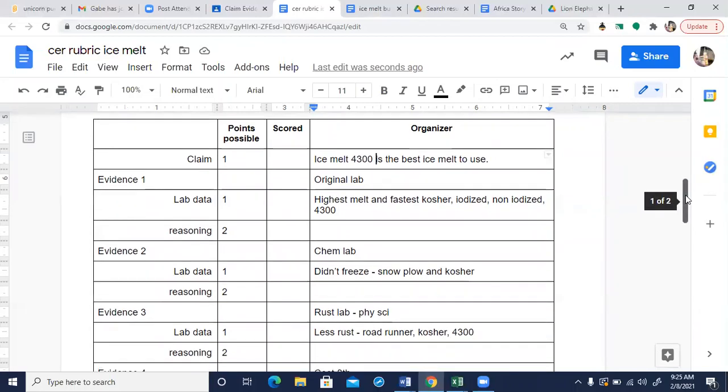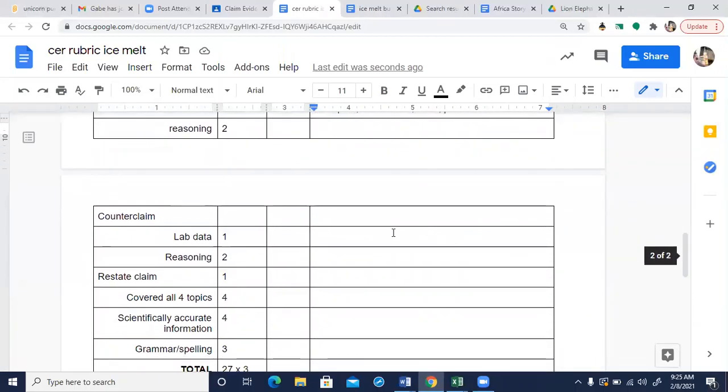And then while it's fresh on your mind, what I would do is right here in the counterclaim, I would go ahead and say some people would choose Roadrunner, but it refroze at 5% and 10%. All right. So, and then in your reasoning, you would go on to explain why ice melt refreezing would be a bad thing.